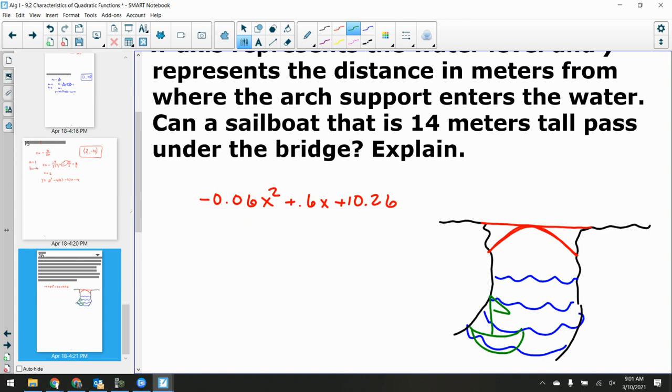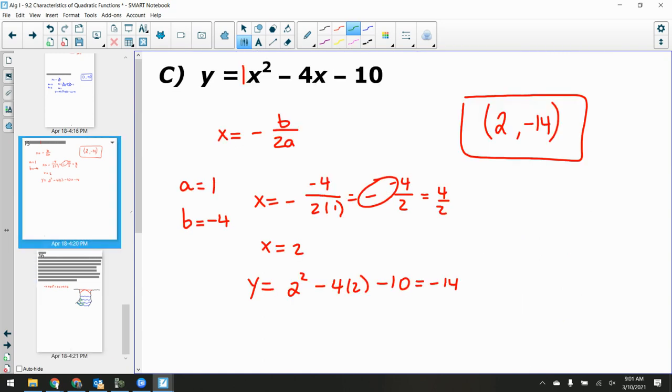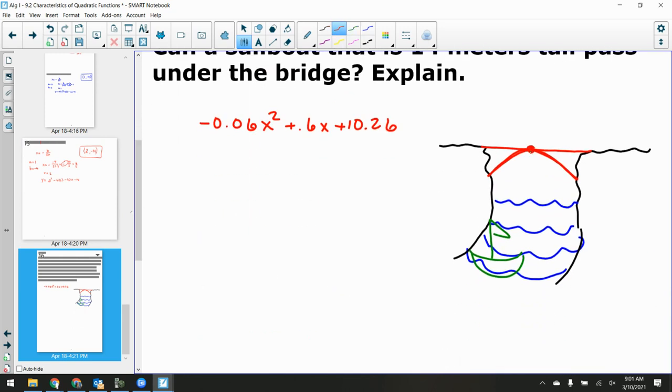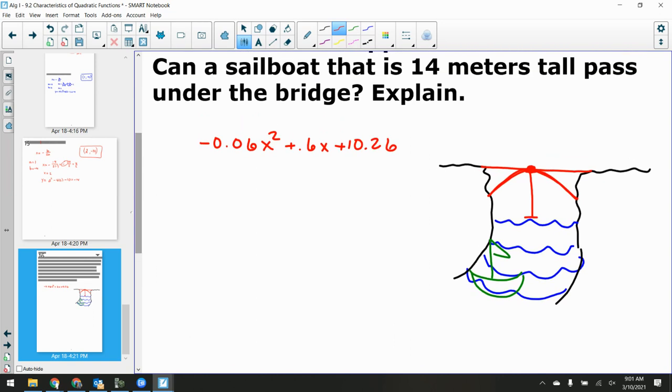What point am I really going to try to find of this parabola? The maximum, the top. What coordinate is that? What's another name for that? The vertex. I need to find this coordinate because the y value of that coordinate will tell me how tall that bridge really is. And then I can tell, will that 14 meter tall ship pass through? So let's find the vertex. Doing that, we need the axis of symmetry, negative b over 2a.